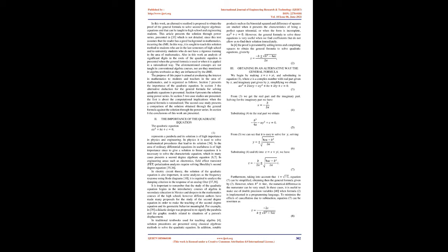Obtaining in an alternative way the general formula, we begin by making x equal to p plus q, and substituting in equation 1, where z is a complex number with real part given by p, and imaginary part given by q.